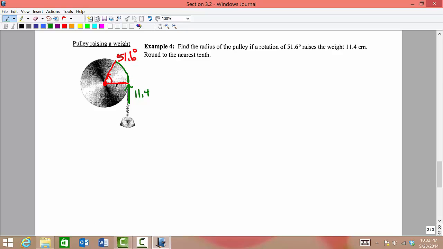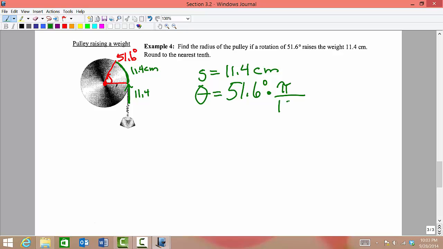So what's really happening here is that as we move, the arc length that is moved, that pulls the weight up, will be 11.4 centimeters. So we know two things. We know the arc length, S, is 11.4 centimeters. We also know that our angle theta is 51.6 degrees. We also want to convert that to radians, so we'll make sure that we multiply that by pi divided by 180. And what we're looking for then is the radius of the pulley.